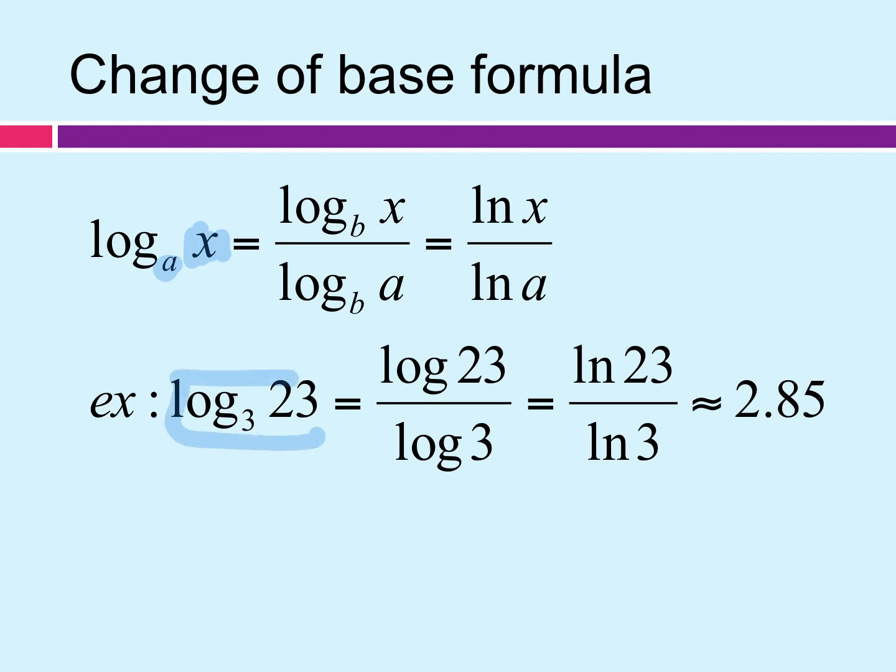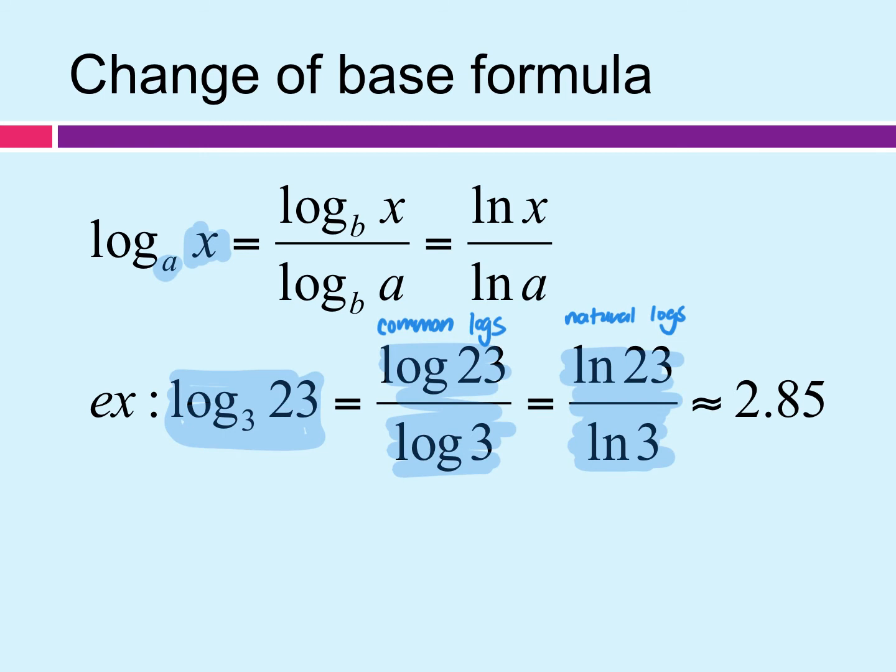So if I had log base 3 of 23, I can rewrite that as log base 10, which is on our calculators, of 23 over log base 10 of 3. That would be my common log. So it's going to say rewrite it as the ratio of common logs, and that's log base 10. And then it's going to say rewrite it as a ratio of natural logs, and that's ln. So I can also write it as ln of 23 over ln of 3. And then you can enter either of those in the calculator, and you get 2.85. I mean, it rounded to 2.85.